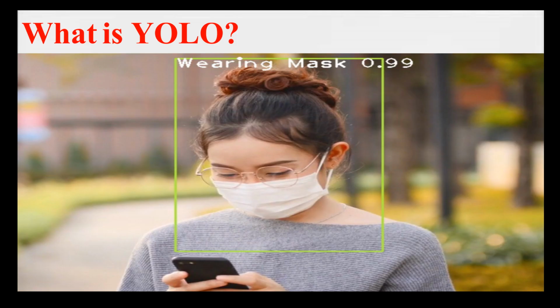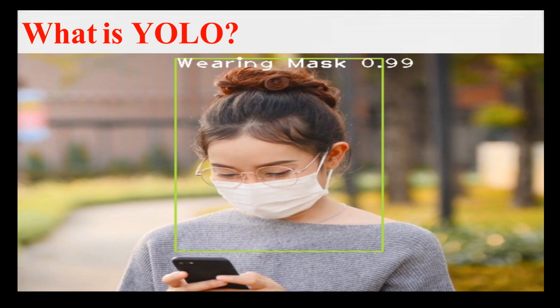Now next comes the YOLO, or the You Only Look Once algorithm. Basically, it is a state-of-the-art deep learning algorithm that is prominently used for object detection purposes. What makes YOLO quite different from other convolutional neural networks used for object detection is that it is very fast in detecting objects in real time.